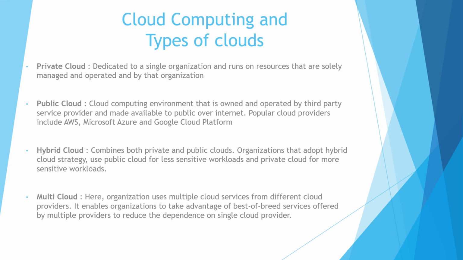Now coming on to the types of cloud computing environments we have. Generally we have four types of cloud computing environments. First one is the private cloud, which refers to the cloud computing environment dedicated to a single organization. Here that organization is solely responsible for managing those cloud resources. Private clouds are typically set up within the organization's data center, and they provide organizations more control over security and privacy, as well as allow them to meet specific regulatory requirements.